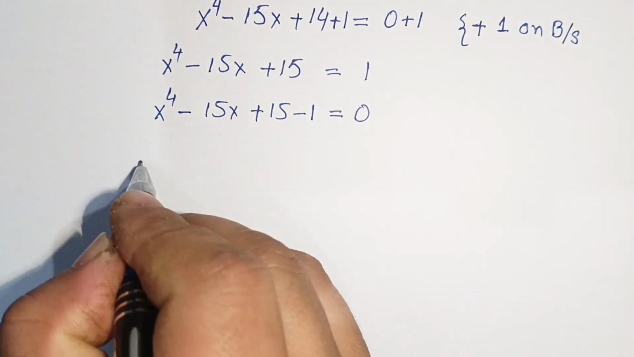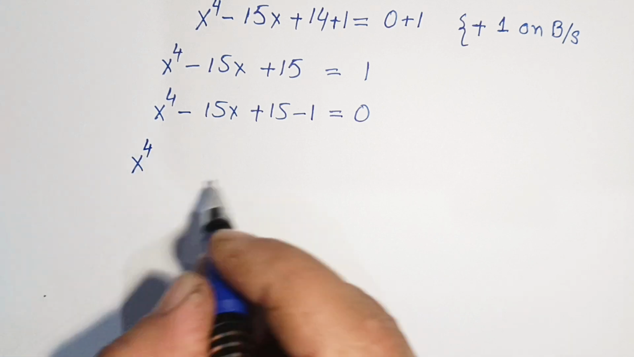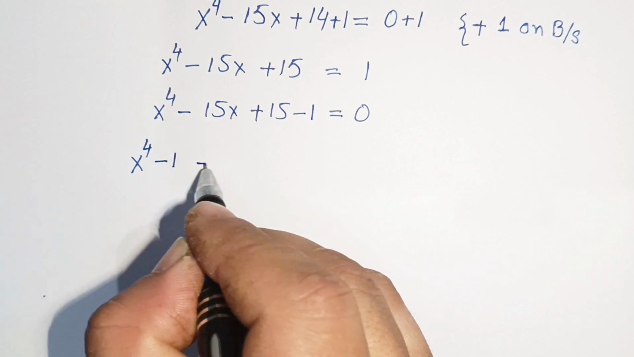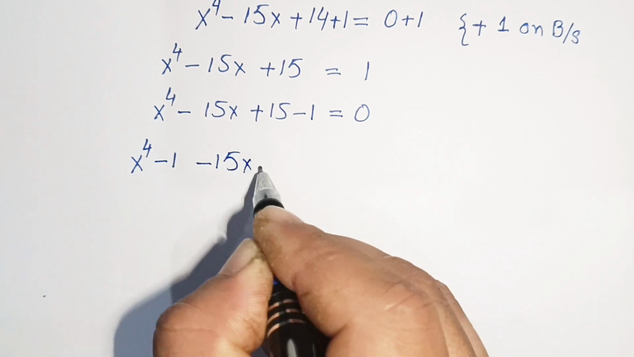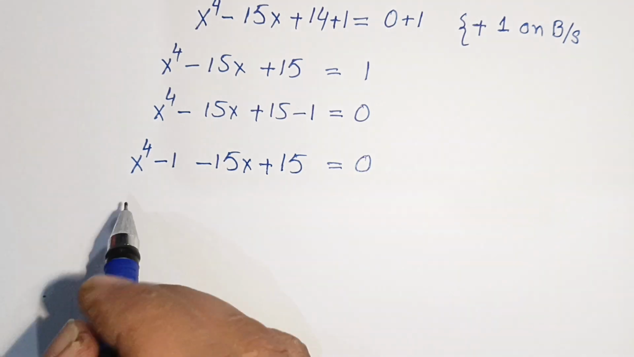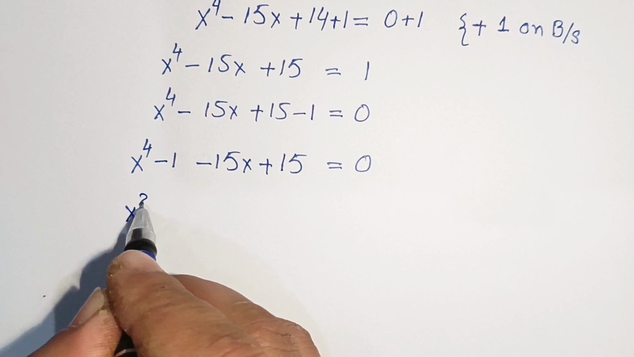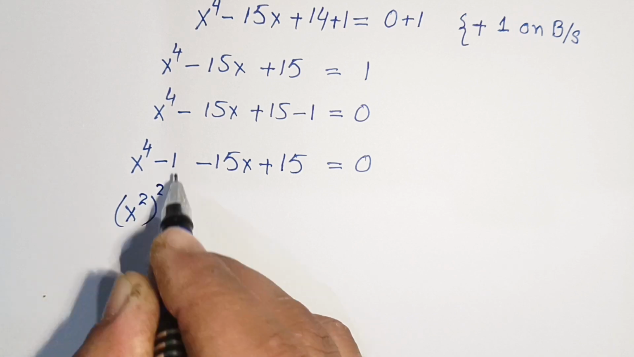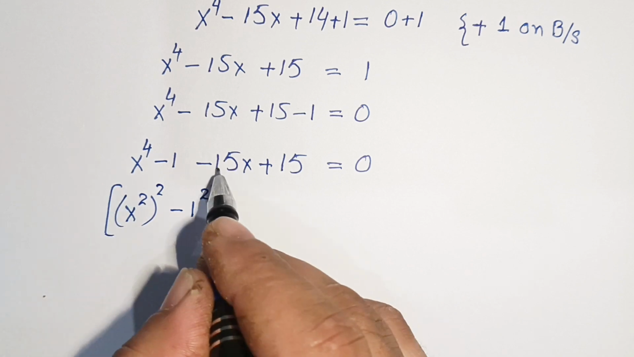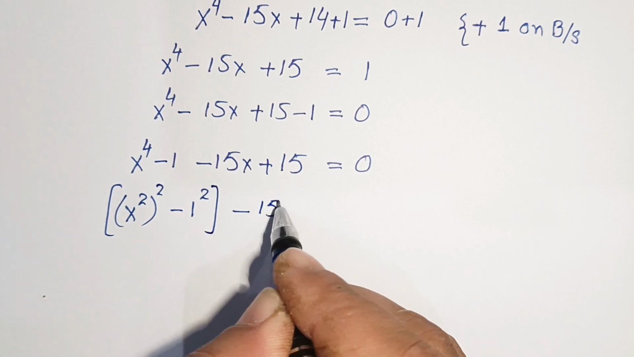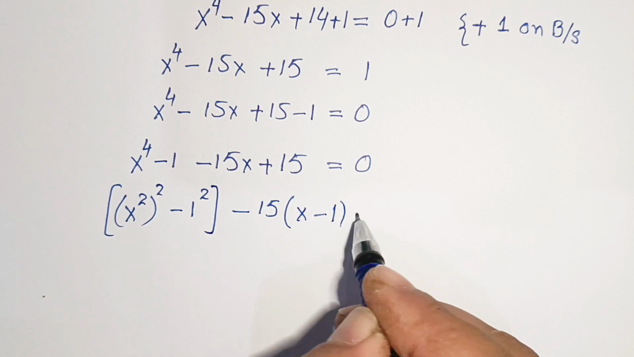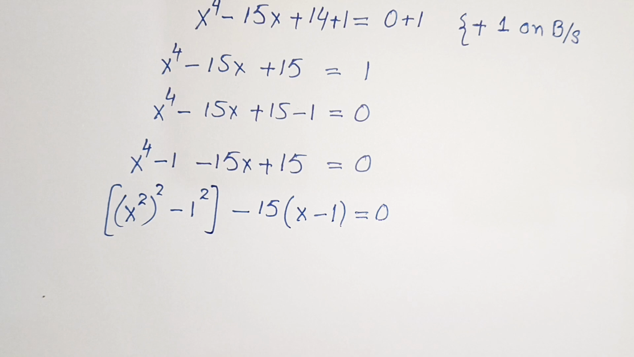Now here x to the power 4, and if we just write this minus 1 to x to the power 4, and minus 15 times x plus 15, making groups here, this x to the power 4 can also be written as x squared whole squared, and minus this 1 is 1 squared. So it is our first group here, and if we take minus 15 common outside the bracket, then we have x minus 1, which is equal to 0.